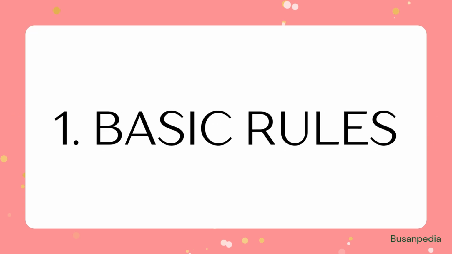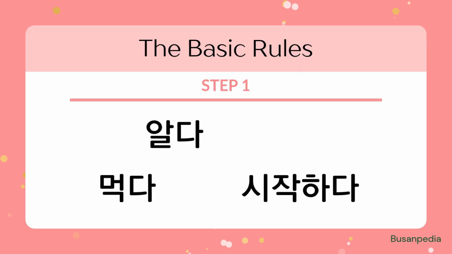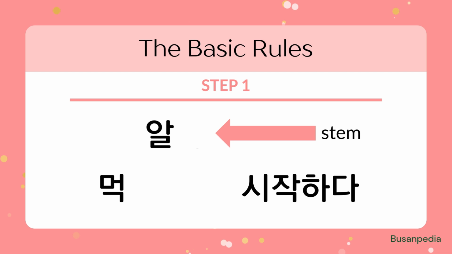Okay, let's learn how to make the past tense in Korean. It's actually pretty simple once you get the hang of it. First, start with the verb in its base form, the one that ends with 다. Then, just drop 다 to get the stem. For example, 알다 becomes 알, 먹다 becomes 먹, 시작하다 becomes 시작하.